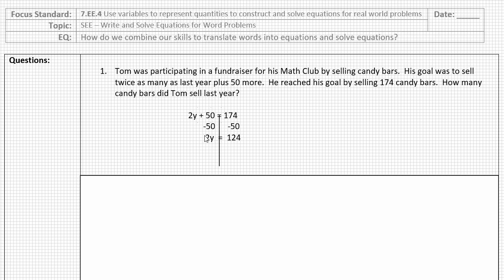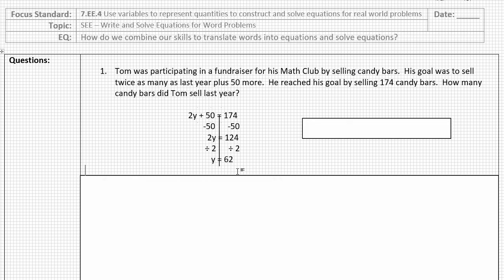Now, y is being multiplied by 2. So what is the next step that we have to undo to get y by itself? What's the opposite of multiplying? That's right, we have to divide by 2, because that's the opposite of the operation that's happening right here. So go ahead and do the next step and see if you can figure out how many candy bars Tom sold last year. That's right. If we divide both sides by 2, 2 divided by 2 is 1, so it leaves us with that 1y, and 124 divided by 2 is 62.